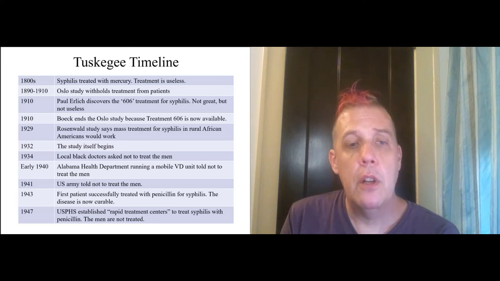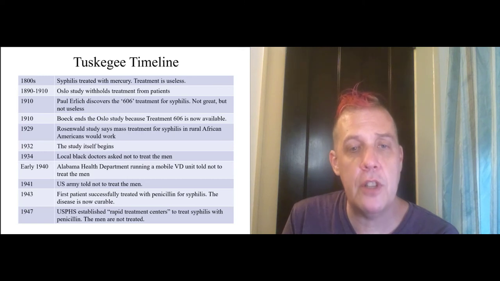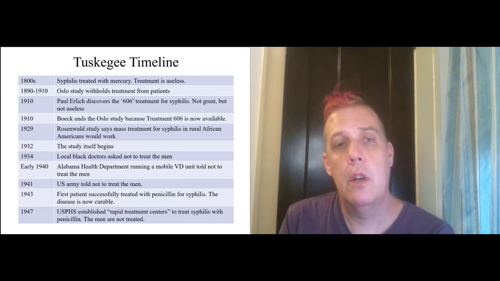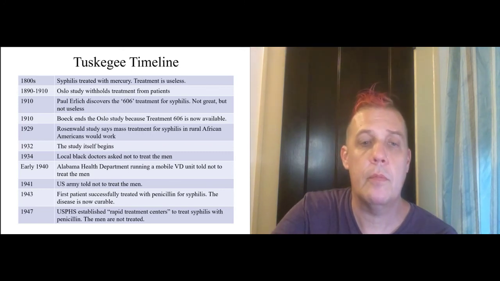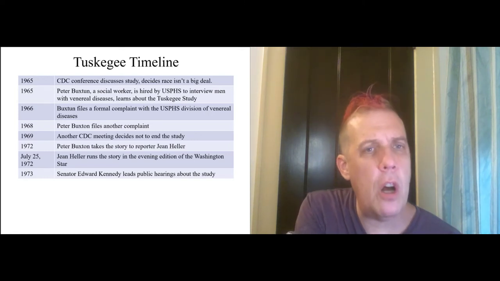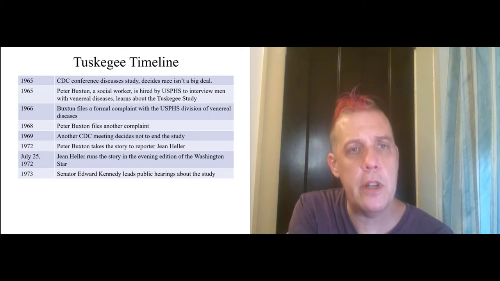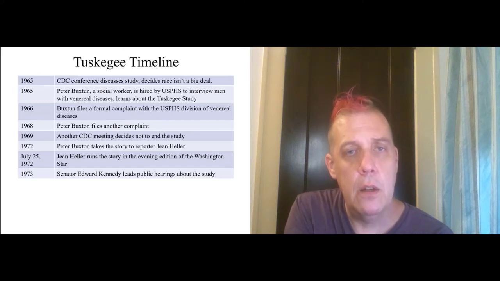1947, the United States Public Health Service establishes rapid treatment centers across the nation so that patients with syphilis can be treated with penicillin. The men involved in the Tuskegee syphilis study are not treated. This just goes on and on. Remember, the study started in the 30s, and we're just still watching people die.